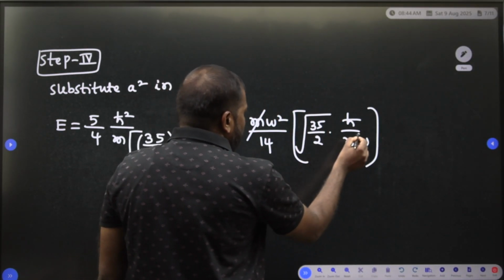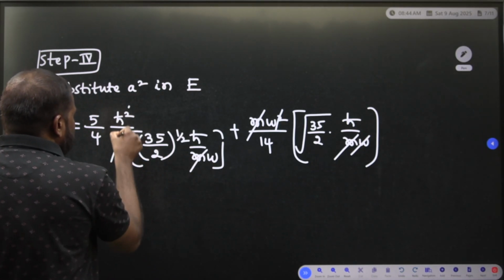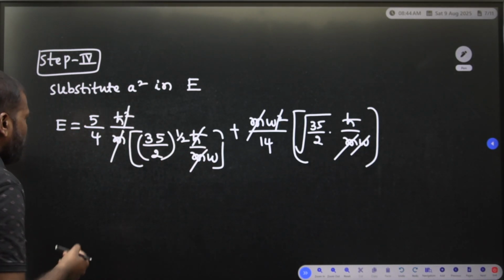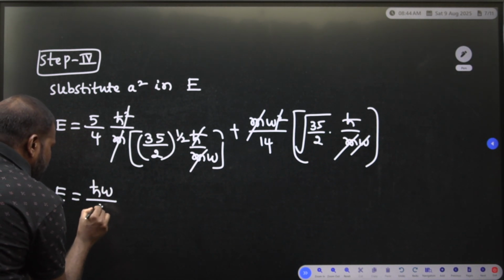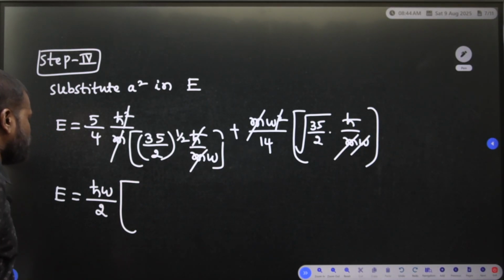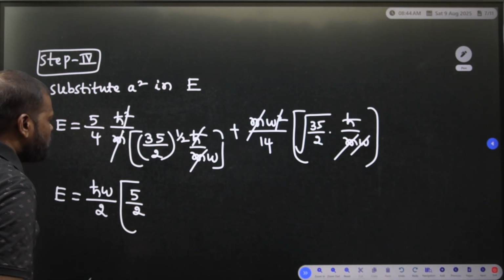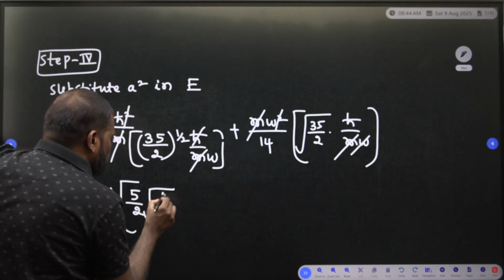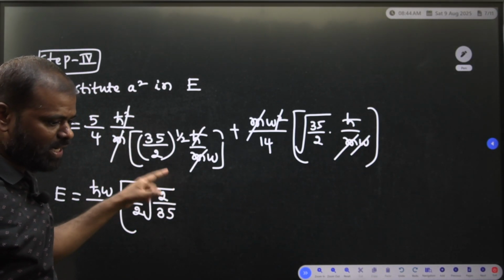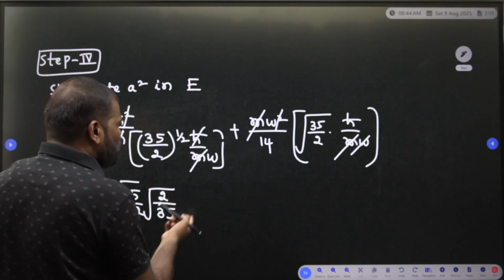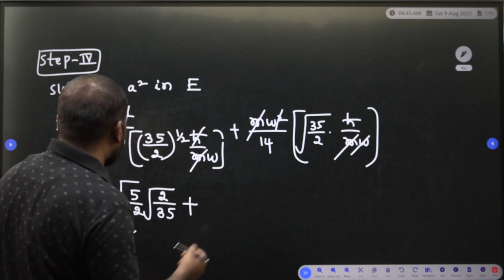So now m gets cancelled, one omega gets cancelled, one h gets cancelled. Therefore you have to take the common factor. Which one do you take as common? h cut omega by 2. So 5 by 2 you are going to get, into square root of 2 by 35, as a denominator, plus, so you have to take it as, how much are you going to take?